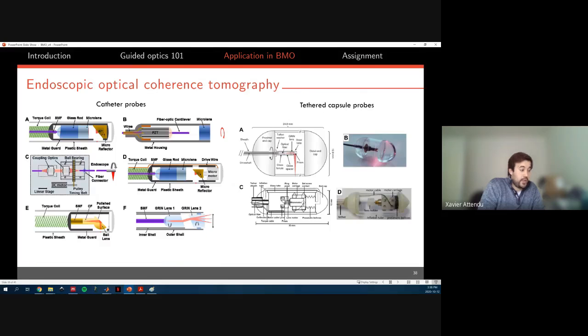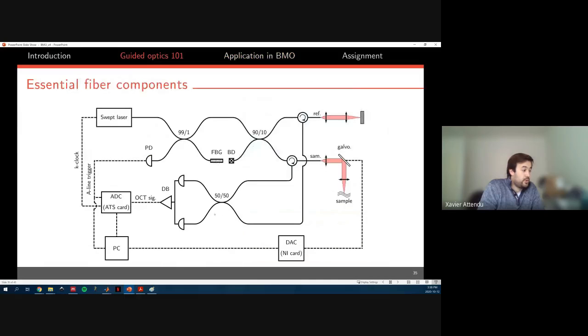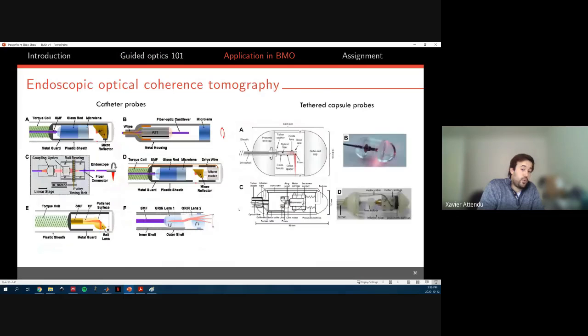So another big application of fiber in biomedical optics is optical coherence tomography. In OCT, you can use fiber to make your setup, which gives it more robustness. But you can also use it in your sample arm to be able to detect or image samples that are at inconvenient locations. So let's say the esophagus, the lungs, inside coronary arteries, and so on and so forth.